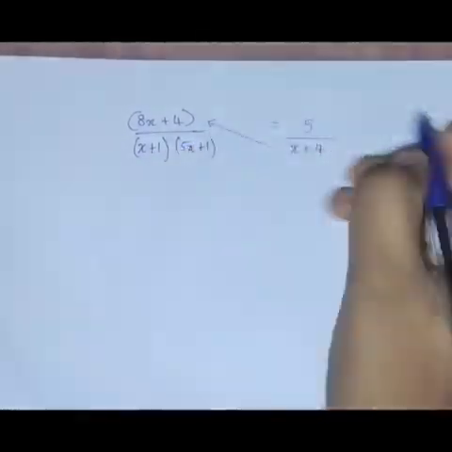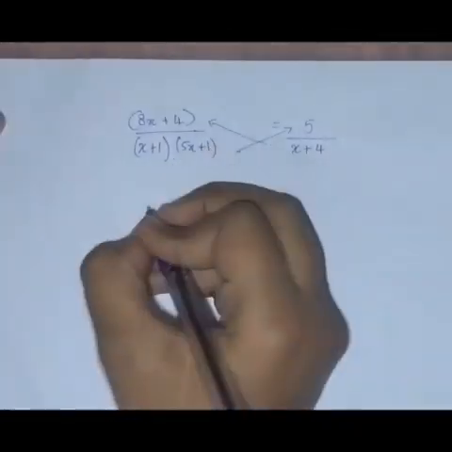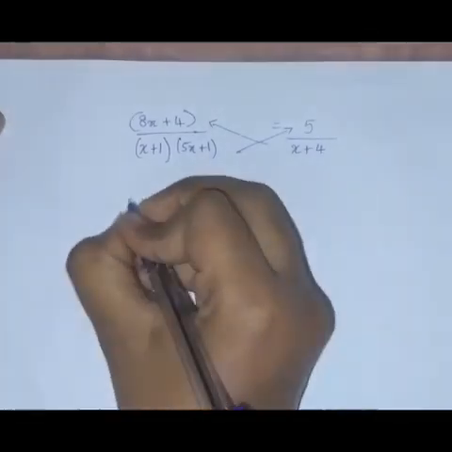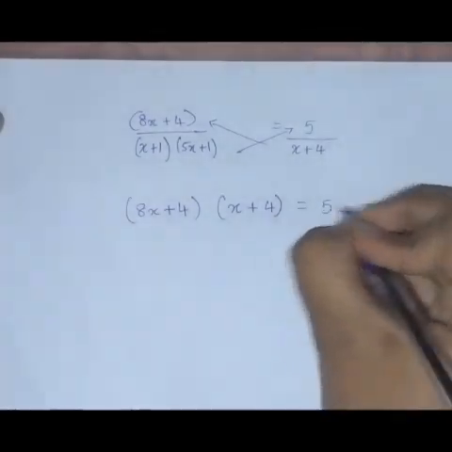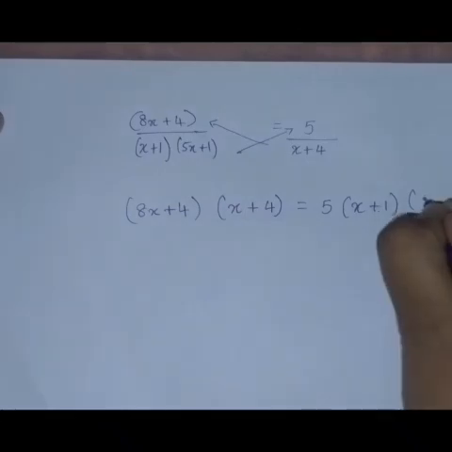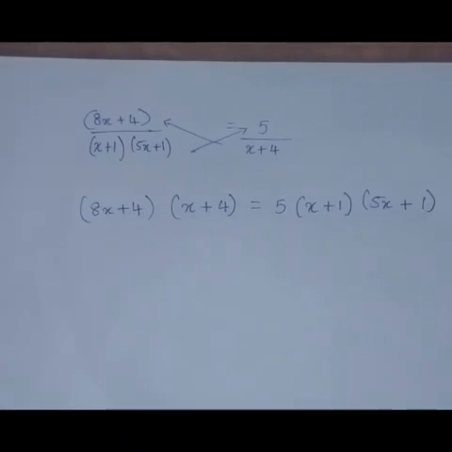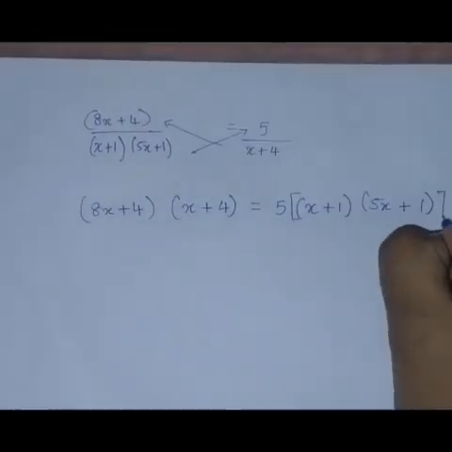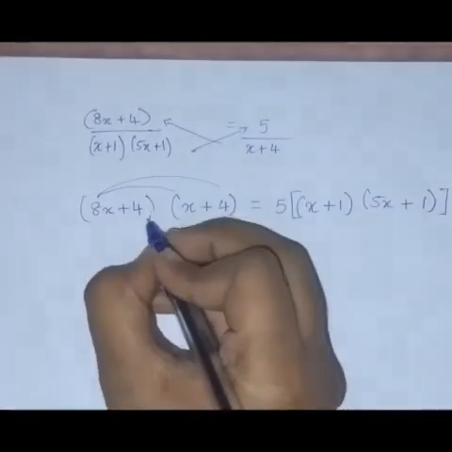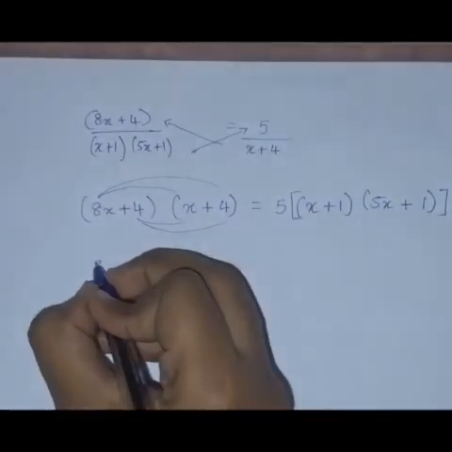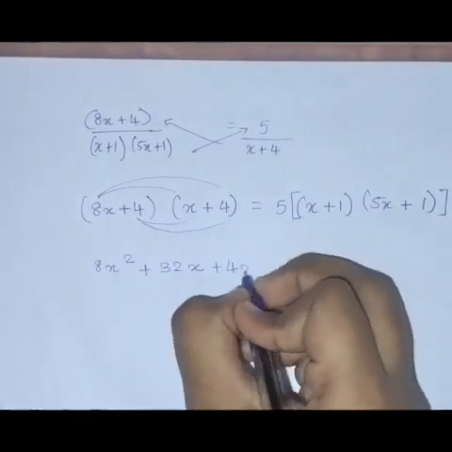We are taking our right hand side's denominator to the left hand side numerator and the left hand side's denominator to the right hand side's numerator. Now we are multiplying 8x into x and 8x into 4, and 4x and 4 into 1. So we would get it in equation form.